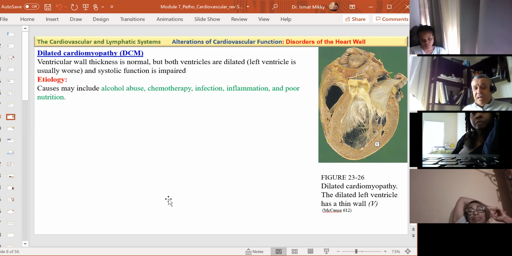So dilated cardiomyopathy, we defined what dilatation is, what dilated cardiomyopathy is. The left ventricle becomes extremely dilated, and the etiology here, these are the factors that could result in the dilated cardiomyopathy, the DCM: alcohol abuse, chemo, infections affecting the heart, inflammation, and poor nutrition.